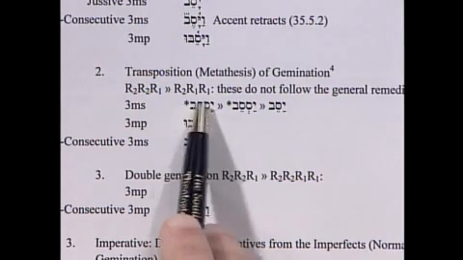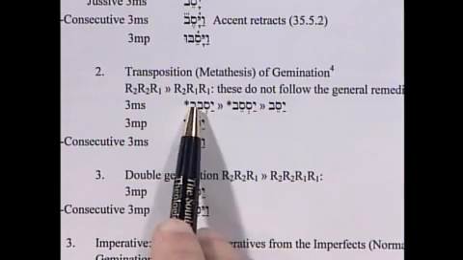But now we have a little difference that we did not have with the hollow verbs, and that is what we call transposition of gemination or metathesis of gemination. Normally, you geminate R2 and R3, but notice this time there's a transposing of the doubling of the gemination so that R1 is this time geminated.